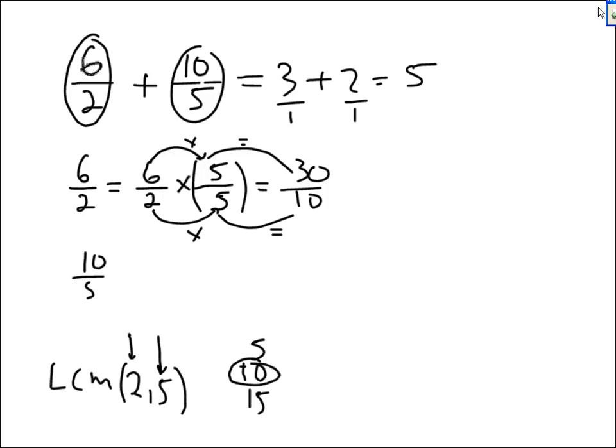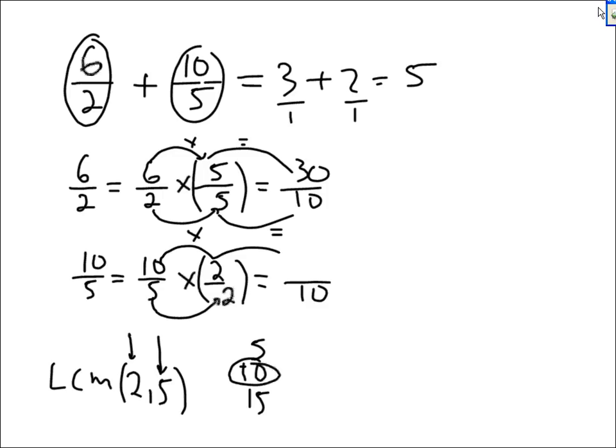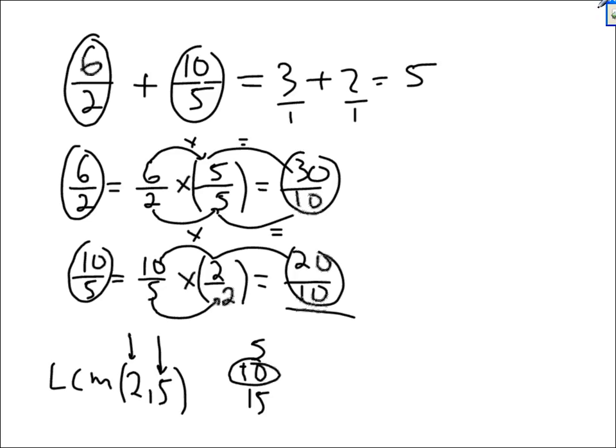Now 10 over 5, well, of course it equals itself times 1. I want a 10 on the bottom. Well, 5 times 2 is 10. So I put 2 over 2. 10 times 2 is 20. So instead of adding 6 over 2 and 10 over 5, I add these two numbers. They're equal to the original numbers, and the denominator is the same. By design, they're both 10. 30 plus 20 is 50. And 50 divided by 10 is 5.